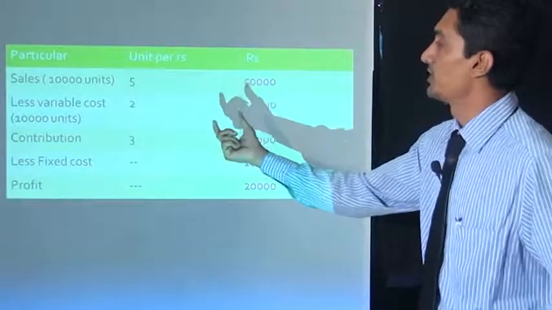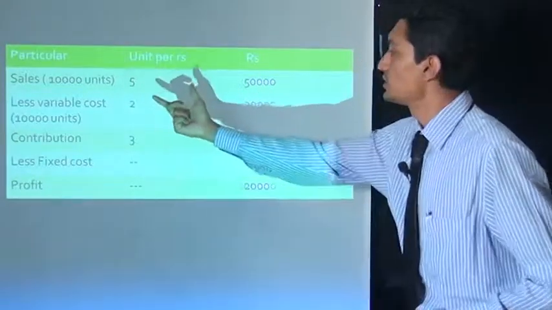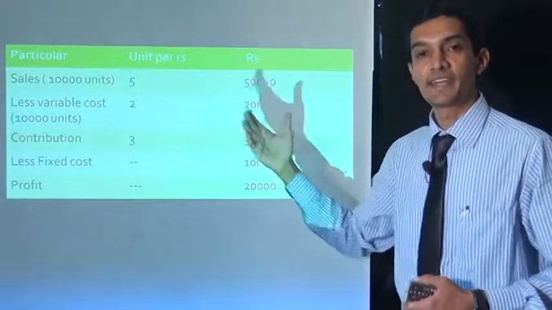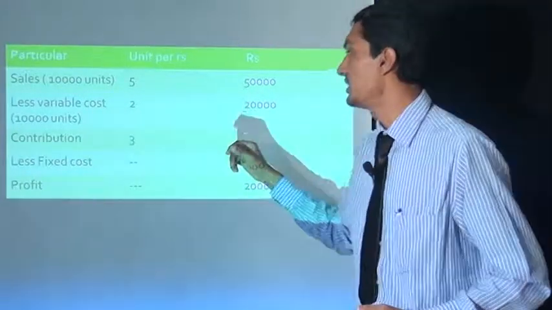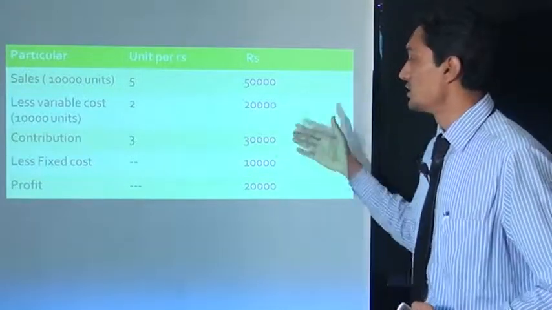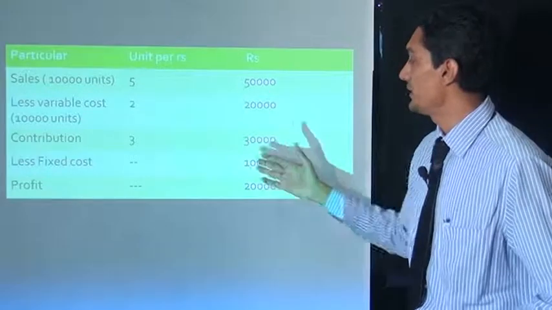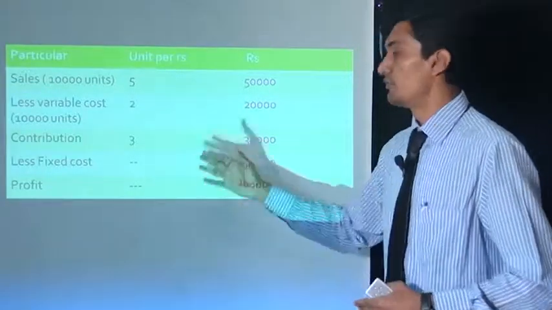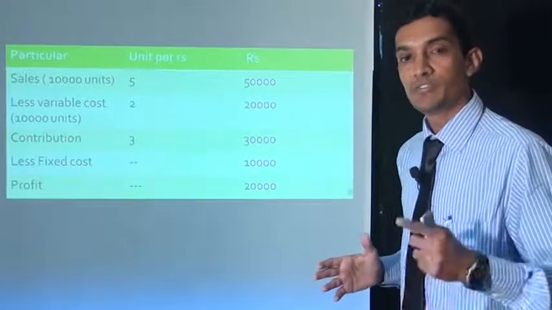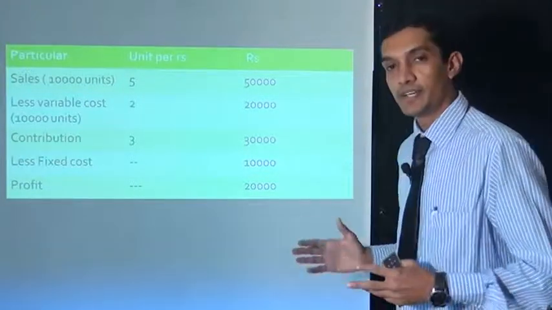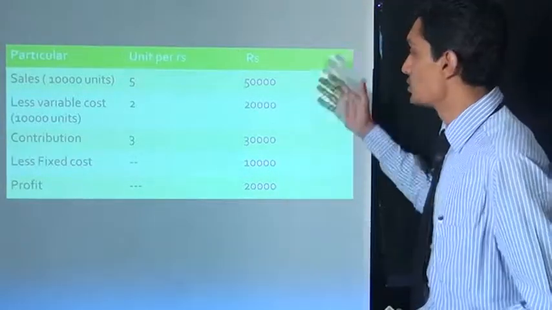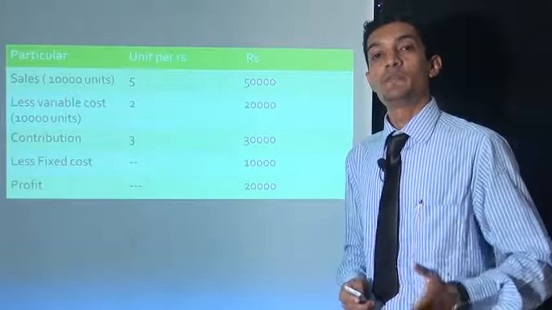First is sales: 5 per unit times 10,000 units is 50,000 rupees, minus variable cost of 20,000. So we get the contribution: 3 per unit, and 30,000. Contribution is 30,000, less fixed cost. Fixed cost is not per unit. So we deduct the fixed cost of 10,000 rupees, and we get the profit of 20,000 rupees. This is the basic sum of CVP analysis.